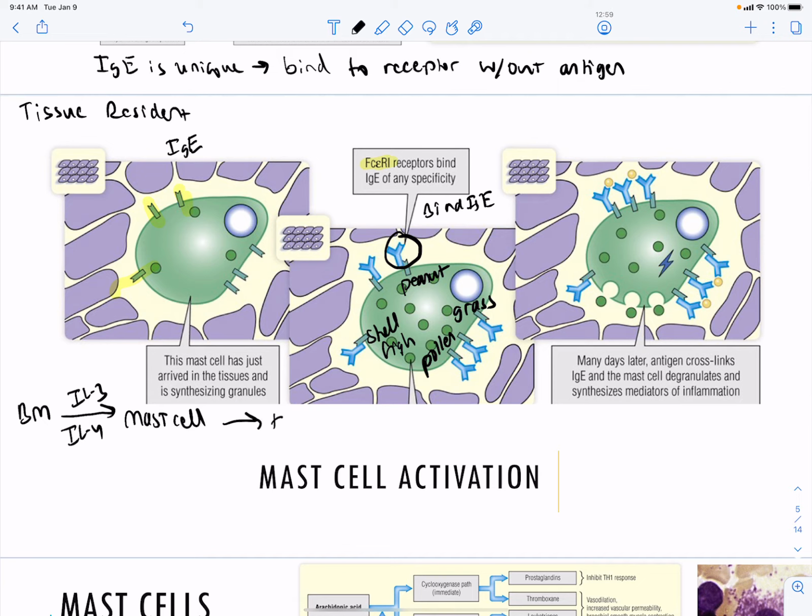And then it's going to go to a tissue, and it's going to bind IgE, and then it's going to wait. It sits there and waits until it's grass season, and you take in some grass, and then it says, oh, I have grass IgE, I'm going to release all my granules, and you're going to have an allergic response. The IgE on the surface and the Fc epsilon receptor 1 on the surface of your mast cell gets activated through cross-linking.